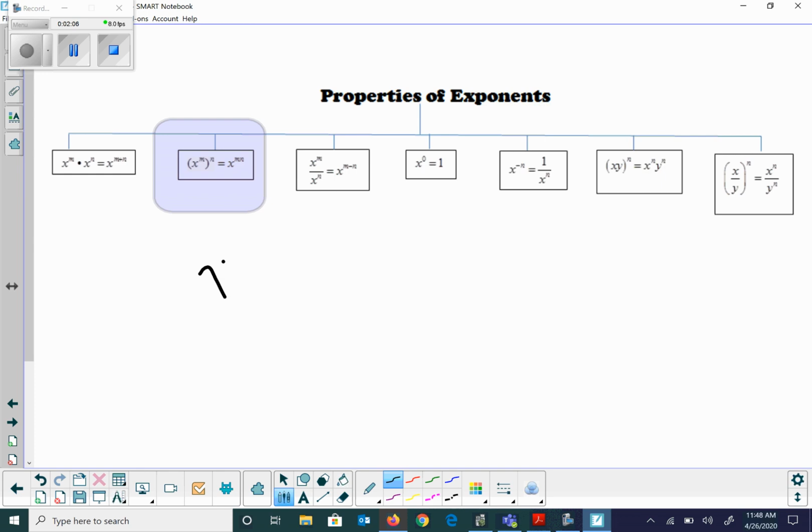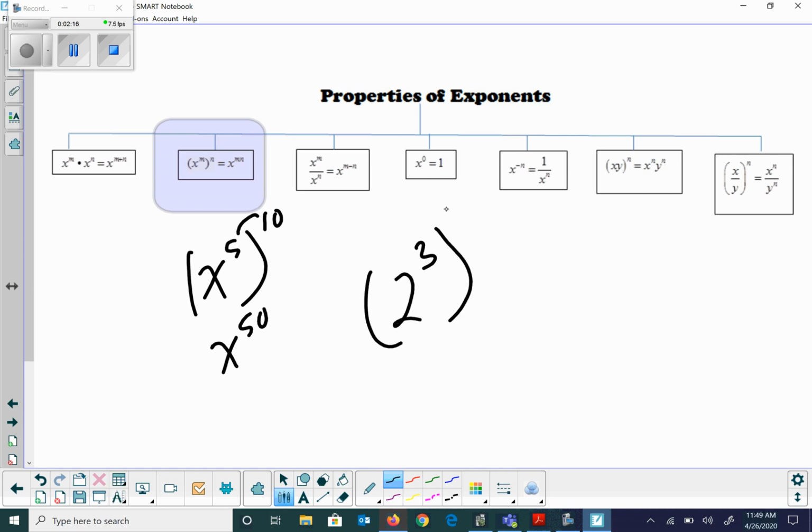So let's say we have x to the 5th raised to the 10th. You would multiply the exponents together, so you get x to the 50th. Or if you had, say, 2 to the 3rd to the 2nd, you'd multiply the exponents together to get 2 to the 6th. And a lot of times when you have smaller bases, you want to multiply them out. So 2 to the 6th is 2 times itself 6 times, so 2, 4, 8, 16, 32, 64. But you don't always have to.